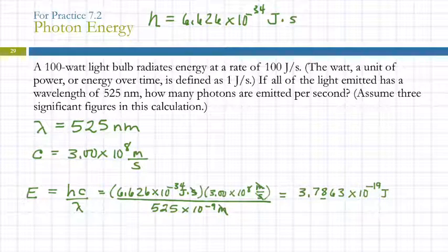What is that number? It's the energy of what? Of 1 photon. So that's the energy of 1 photon. So we could say it's that many joules per photon, right? Well, we're looking for how many photons are emitted per second. And then we've got this number, the power, 100 joules per second.